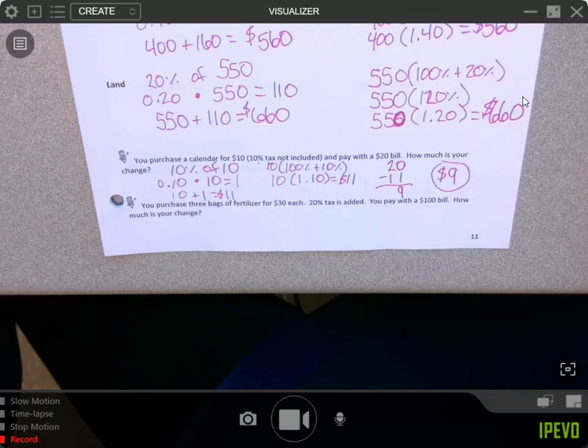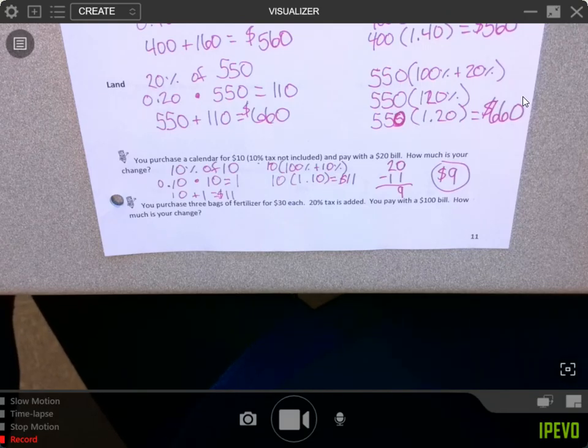So look at the bottom one. You purchase 3 bags of fertilizer for $30 each. 20% tax is added. You pay with a $100 bill. How much is your change? What's our first step going to be with this one? What do you think, James? It's not about that, but the tax is not included. Right, so it costs $10 before the tax. Then we have to include the tax. Adeline.